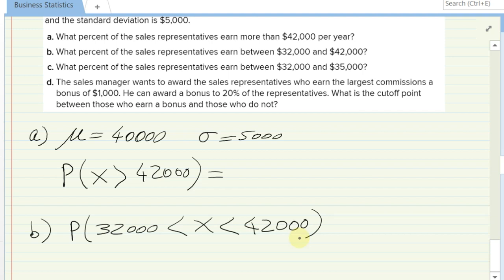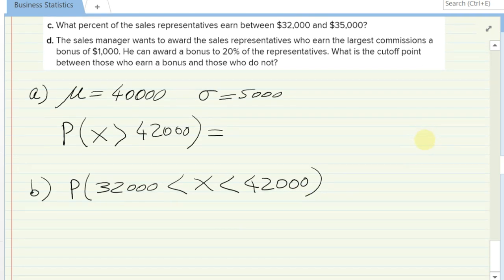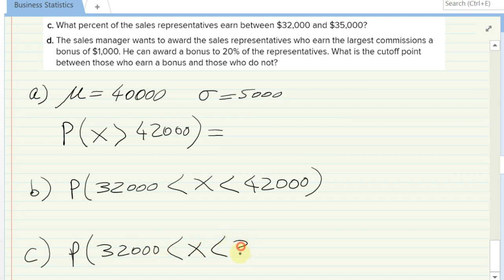And in part C, what percent of sales reps earn between $32,000 and $35,000? In part C, that's the probability that X is between $32,000 and $35,000. There you go. That's going to be a smaller area, so that's going to be a lower probability.